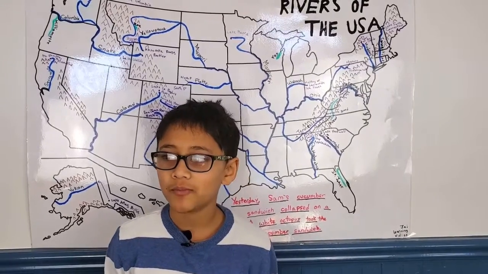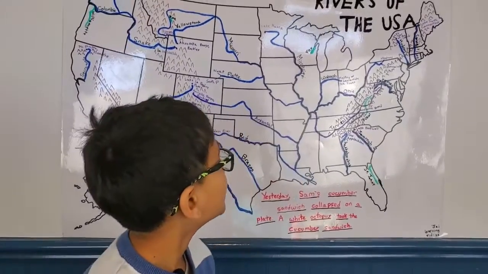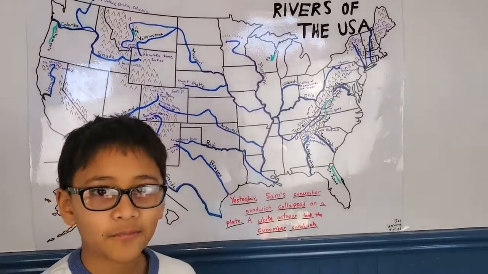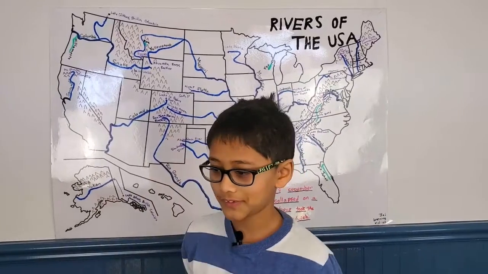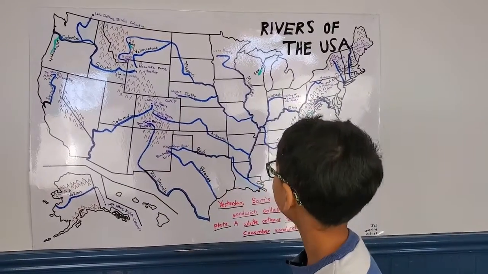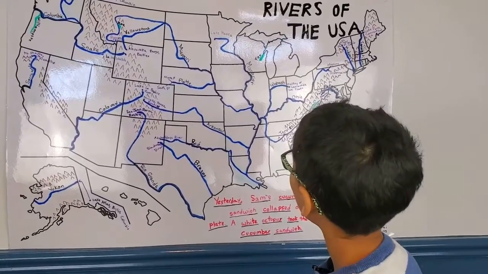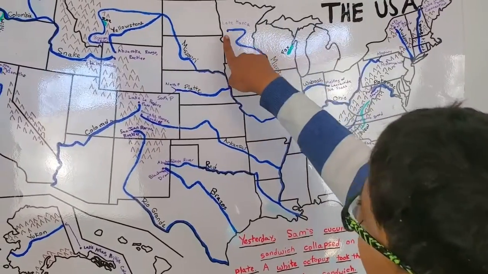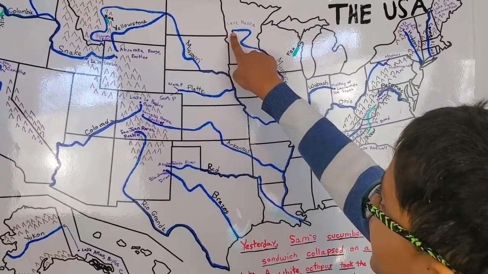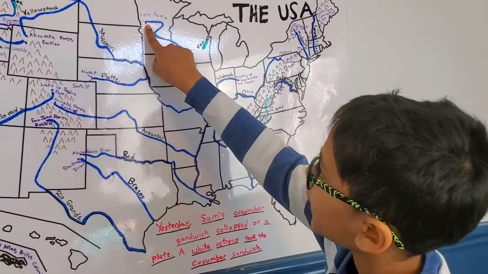Today, my topic will be the rivers of the USA. So, the USA has many major rivers. I'll just be doing the major ones today. So we'll start with one that you probably already know, the Mississippi River. This Mississippi River starts in Lake Itasca in Minnesota.